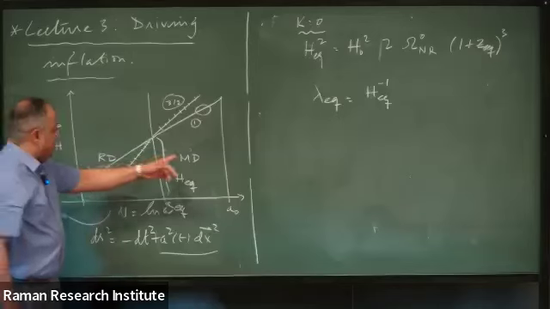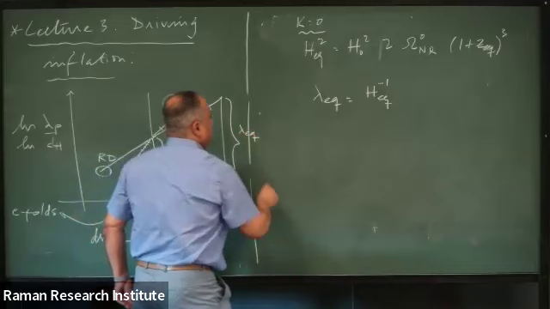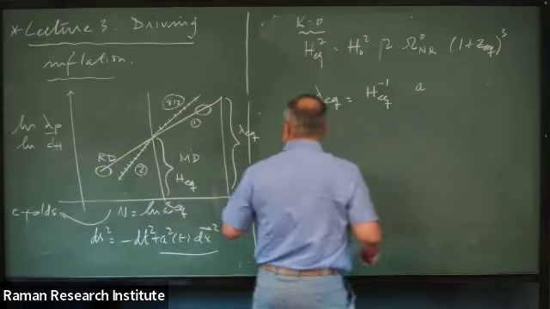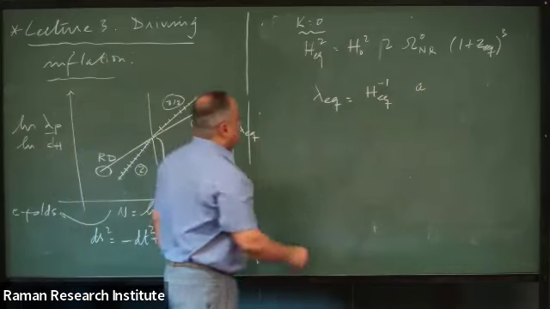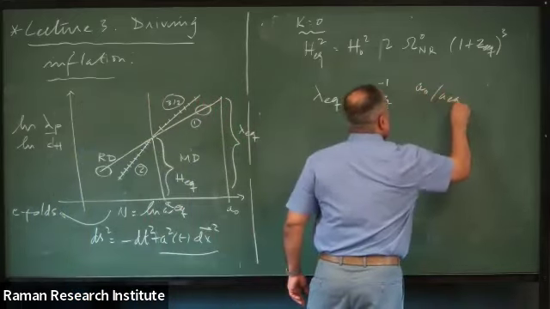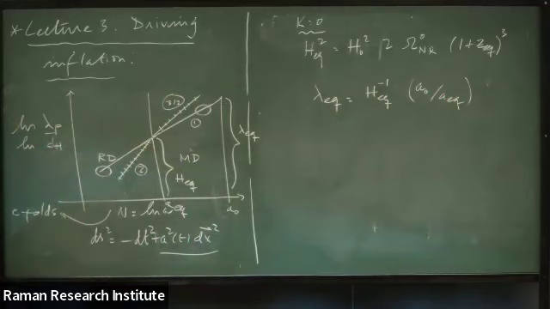So the lambda equality today happens to be H inverse times, I have to scale it by the factor it has gone up, which is a naught by a equality. So I will let you calculate this. As you can imagine, you can write it in terms of the cosmological parameters, and you can estimate what that is. To be precise, lambda equality today happens to be H naught inverse times a naught by a equality.